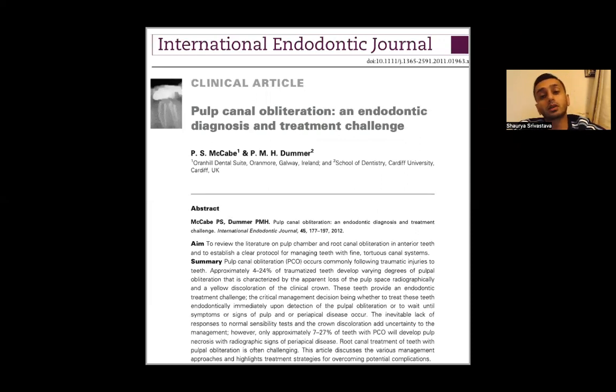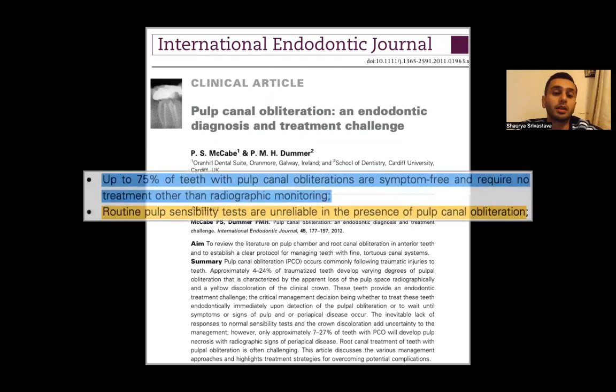And going back to that canal that I treated that was calcified, it actually never needed an endo, as we saw. And this is a good paper to show you as well, that only 25% of teeth that have calcifications develop symptoms or have apical periodontitis. 75% of teeth with pulp canal obliterations are symptom-free and require no treatment other than radiographic monitoring. So again, that solves your misconception that every tooth that has a calcification should be treated. That's not the case. Only 25% of them need intervention.